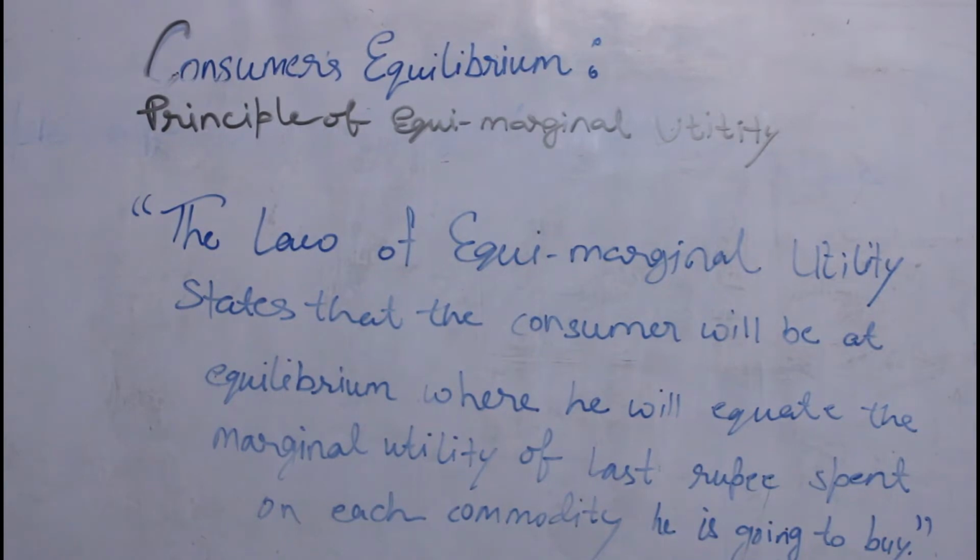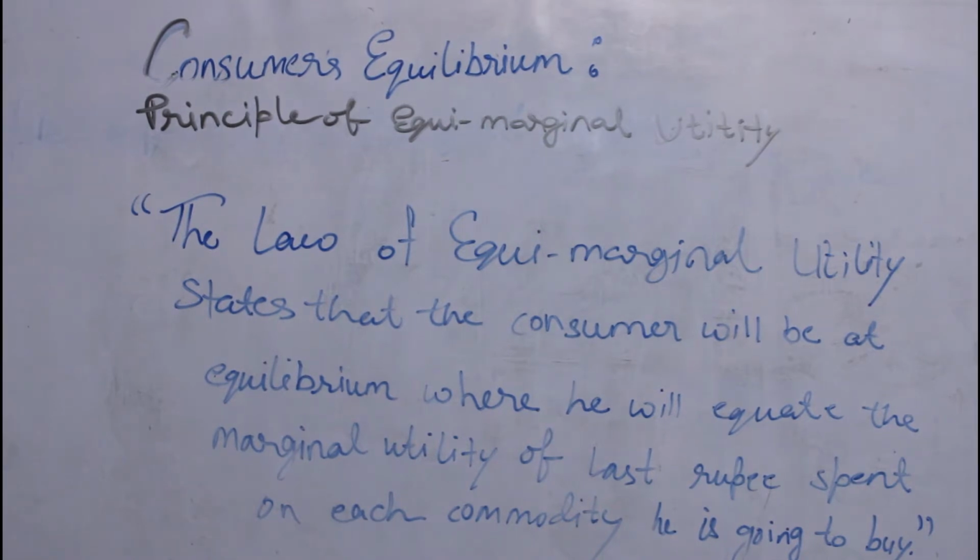The law of equi-marginal utility states that the consumer will be at equilibrium where he will equate the marginal utility of the last rupee spent on each commodity he is going to buy. So this is the definition of the concept which we are going to study in detail, and we will understand the technicalities of this theory.